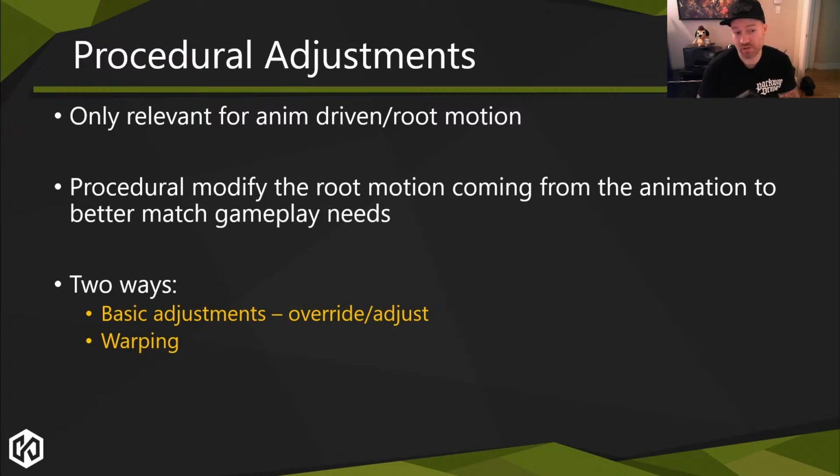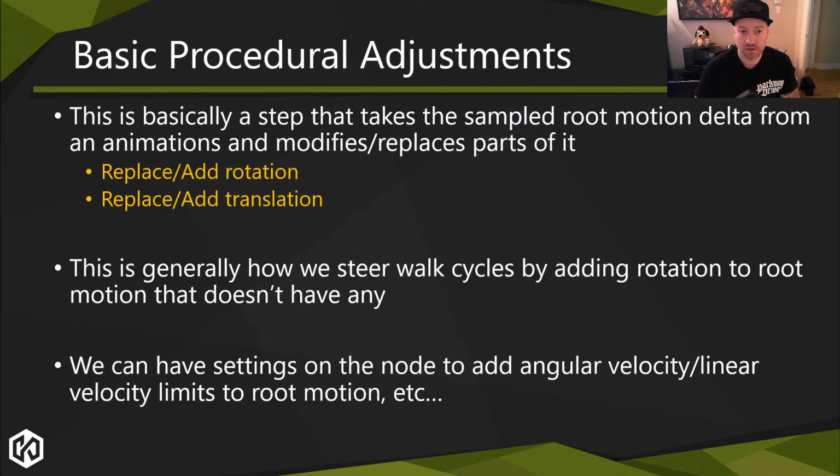There's 2 ways to do this. You can do basic adjustments, that's frame to frame stuff, where you can overwrite the root motion delta or modify the root motion delta, or you can warp the whole root motion track. The basic version is you have an animation, you put a procedural root motion node in front of it, you feed in the animation and some new inputs, and that modifies the root motion coming out of the animation.